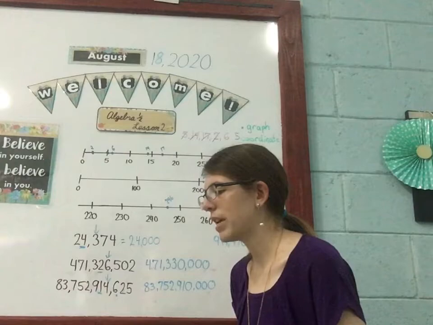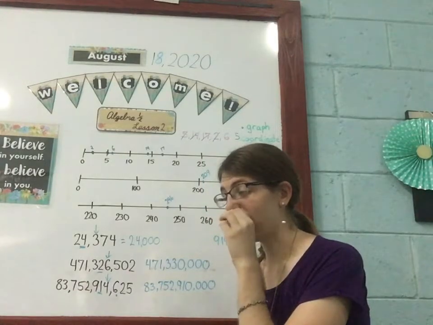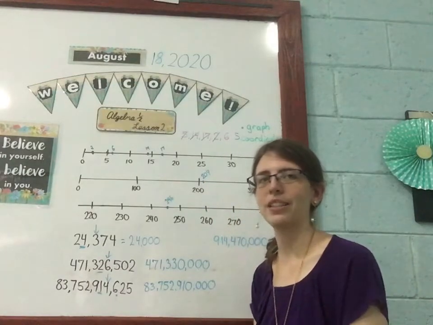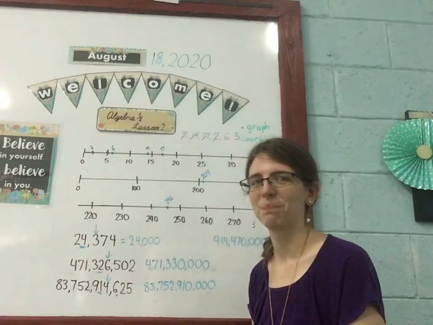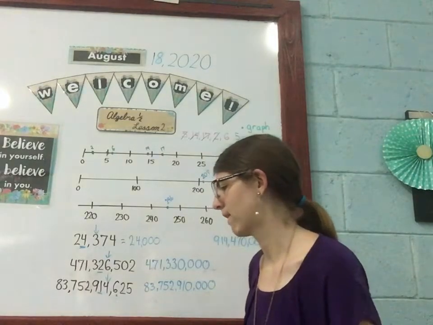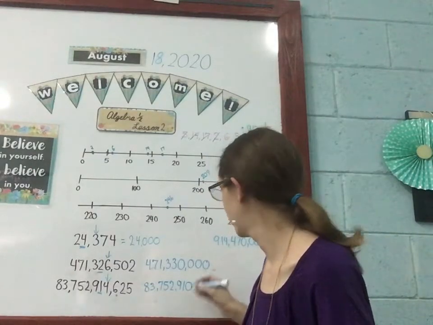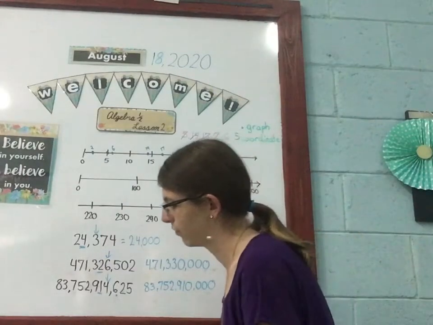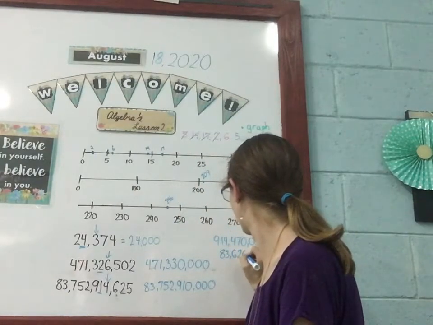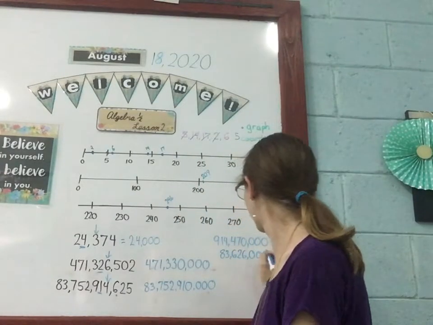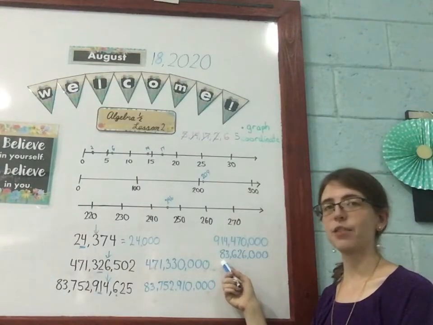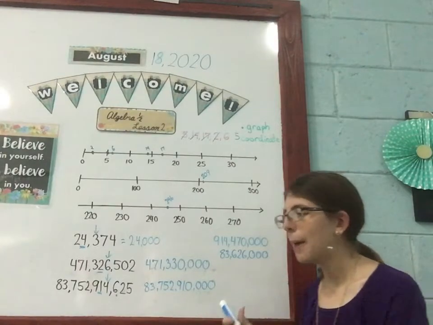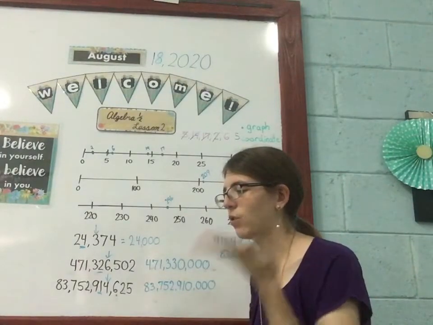All right, letter B. Round 83,625,502 to the nearest thousand. Okay, go ahead and pause the video and do that now. You should have gotten 83,626,000 to round it up because your number behind the 5 was 5 or greater.